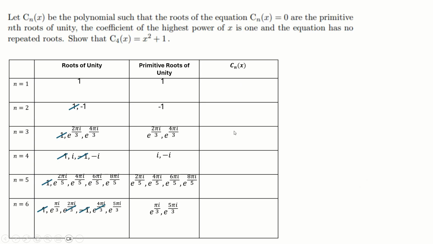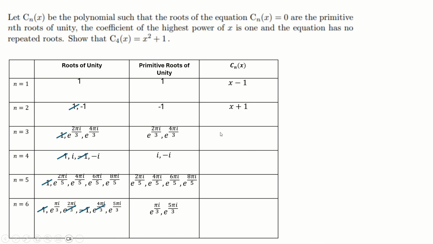And what's the last column for? Well, it's this new definition here: let Cn of x be the polynomial such that the roots of Cn of x equals 0 are the primitive nth roots of unity. So, for example, this polynomial here is just the polynomial that has 1 as its only root. Well, that's just the polynomial x minus 1. Likewise, this one here is the polynomial that has minus 1 as its only root, which is x plus 1. And this one here, maybe the next easiest one to think about very quickly, is the polynomial that has i and minus i as its roots, which is going to be x squared plus 1.